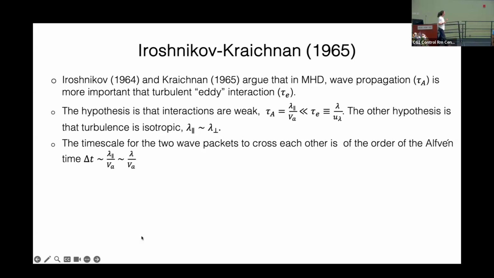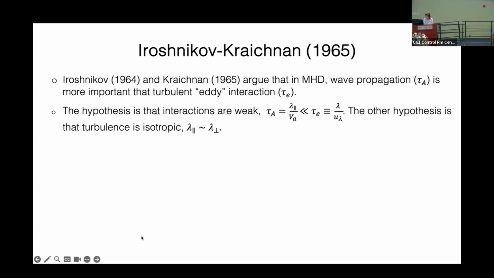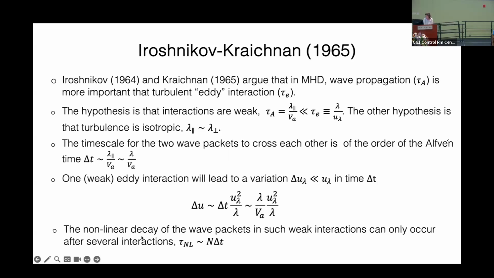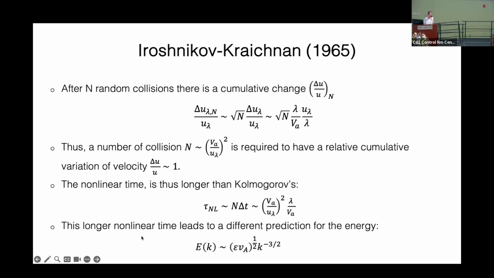So you need N of these collisions of Alfvenic vortices, which are assumed to be random. Because they're random, the standard deviation of a random process scales as the square root of N. This is again the central limit theorem of this morning.